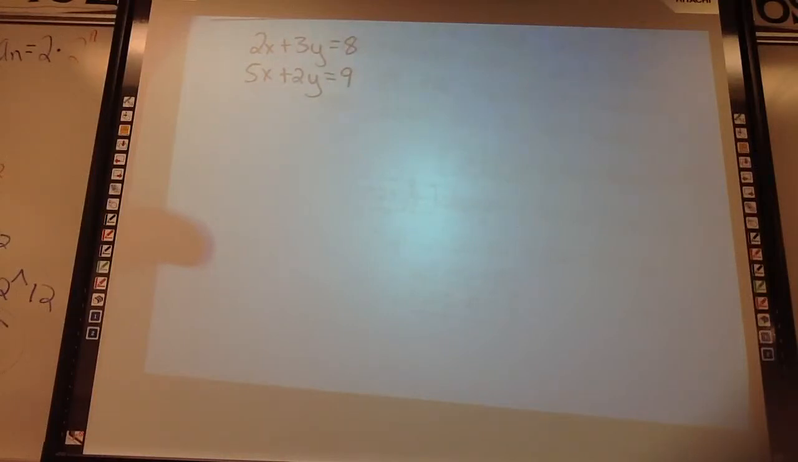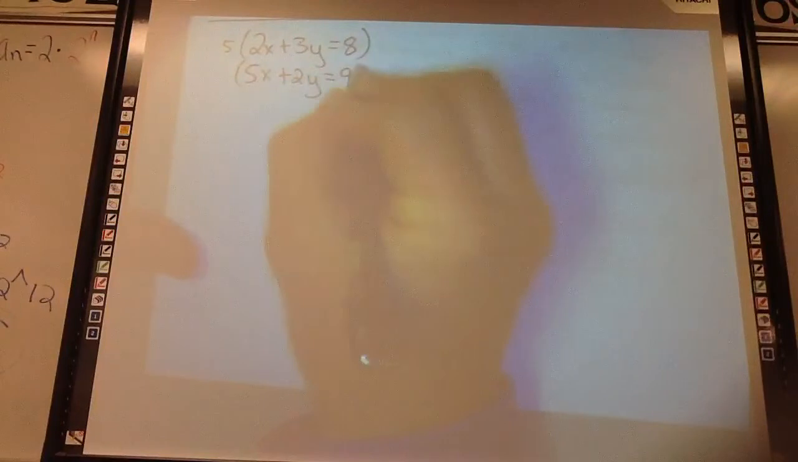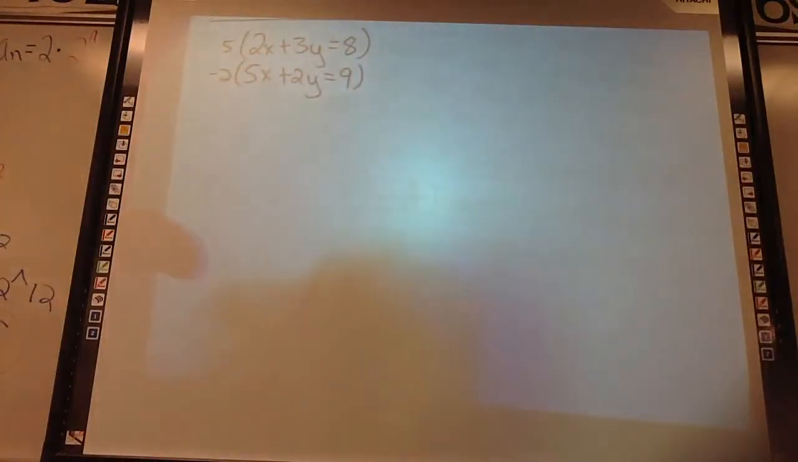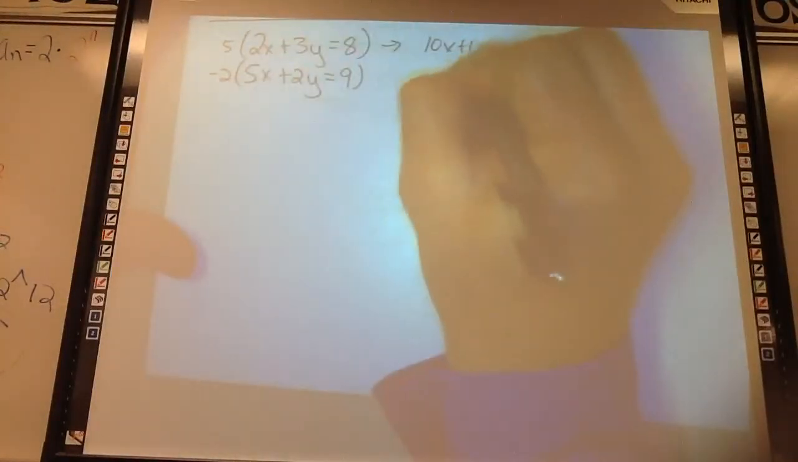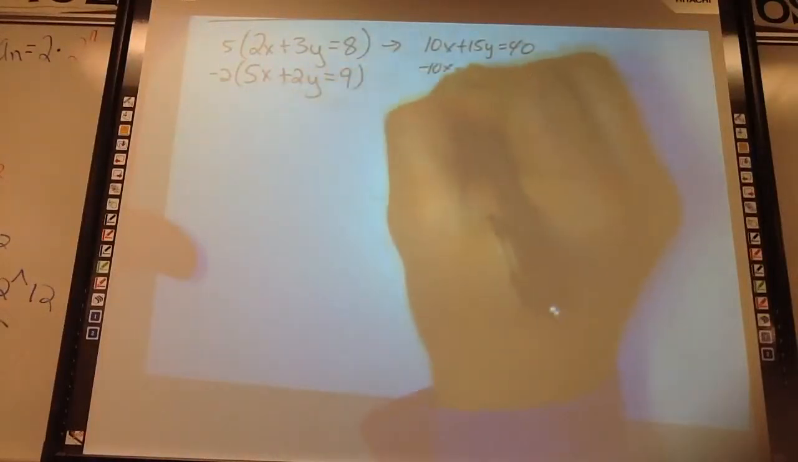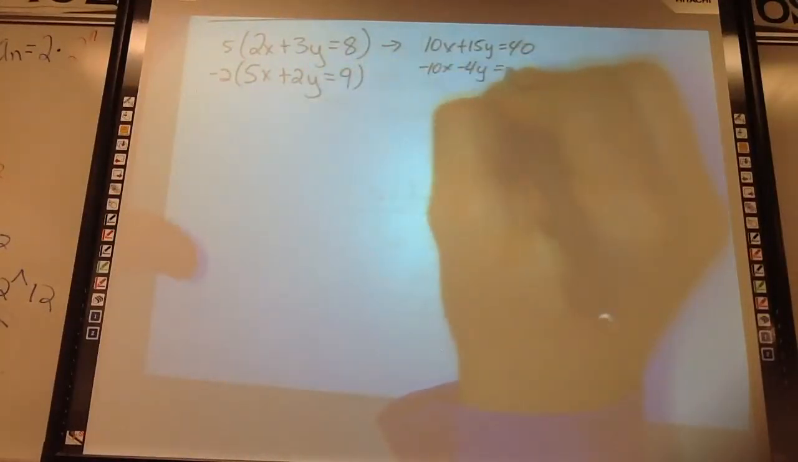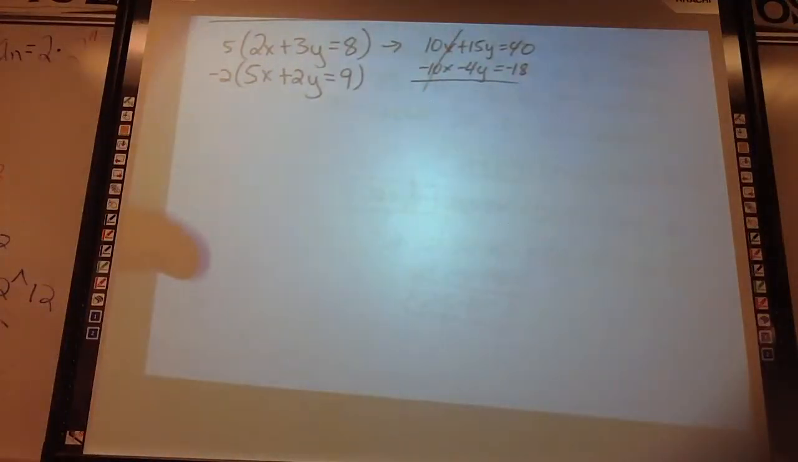You can multiply each equation by a different number. I'm not going to completely solve this one because we're running out of time, but I'll show you a couple of different ways. You could multiply the top one by 5 and the bottom one by negative 2. That gives you 10x + 15y = 40, and negative 10x minus 4y = negative 18. I could add those, the x gets eliminated, and I can solve it.